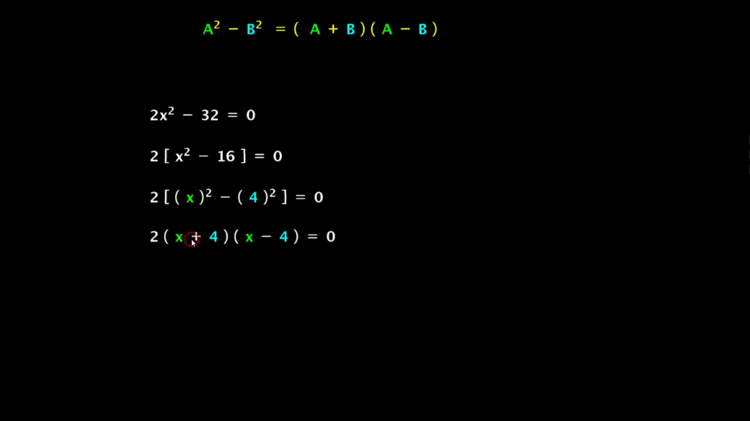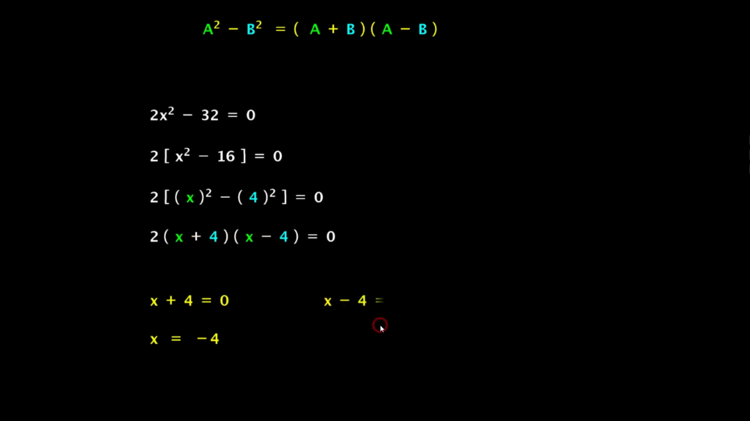2 can't be 0. So either x plus 4 equals 0. When x plus 4 equals 0, move the 4 to the right side, it becomes negative 4. The value of x should be negative 4. If I put a negative 4, that value becomes 0, which makes everything on the left side 0.